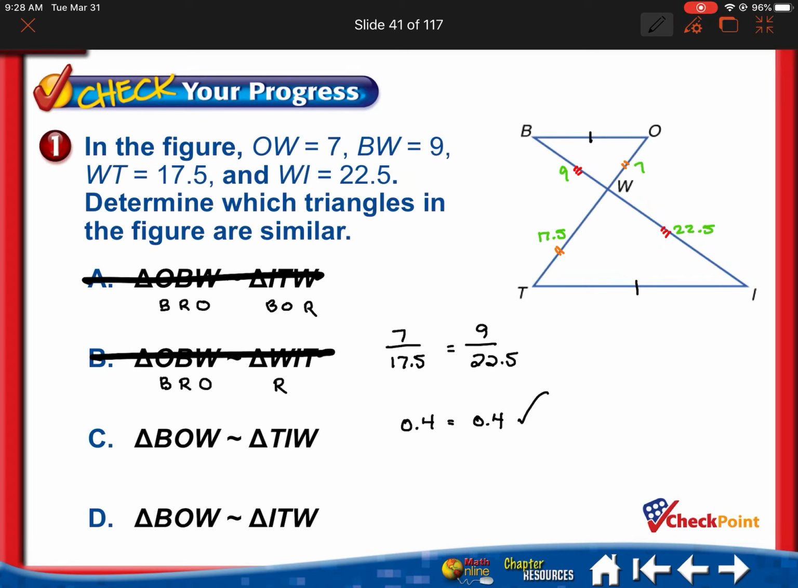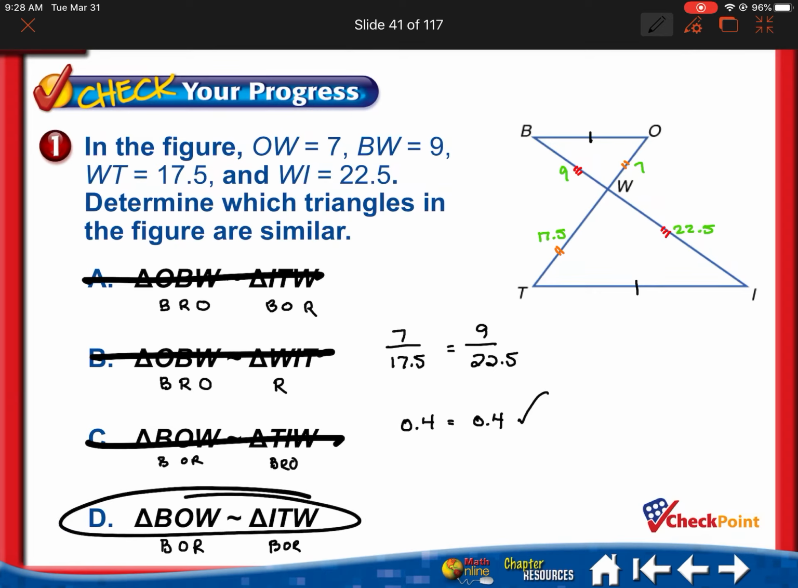So B-O-W, B to O to W, is black, orange, red. T-I-W did black, red, orange. Oh, no, so it looks like that one doesn't work. I'm hoping this last one works, or else we need to go back and double check. So B-O-W, black, orange, red. And then I to T to W. Oh, lo and behold, that one went black, orange, red. So that makes D our answer for the similarity statement. Hopefully you were able to get that one right.